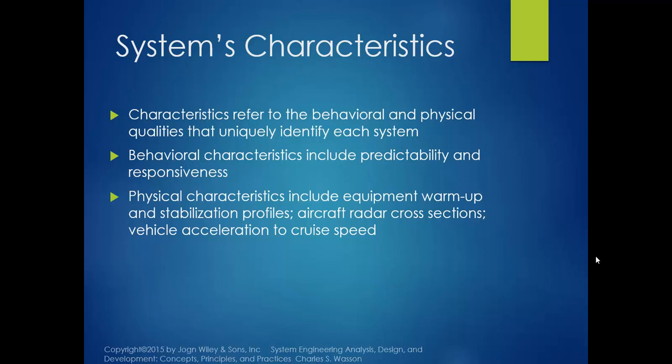There are some physical characteristics that include equipment warm-up, stabilization profiles, for example, the aircraft radar cross sections, the vehicle acceleration to cruise speed. Those are physical characteristics of a system.